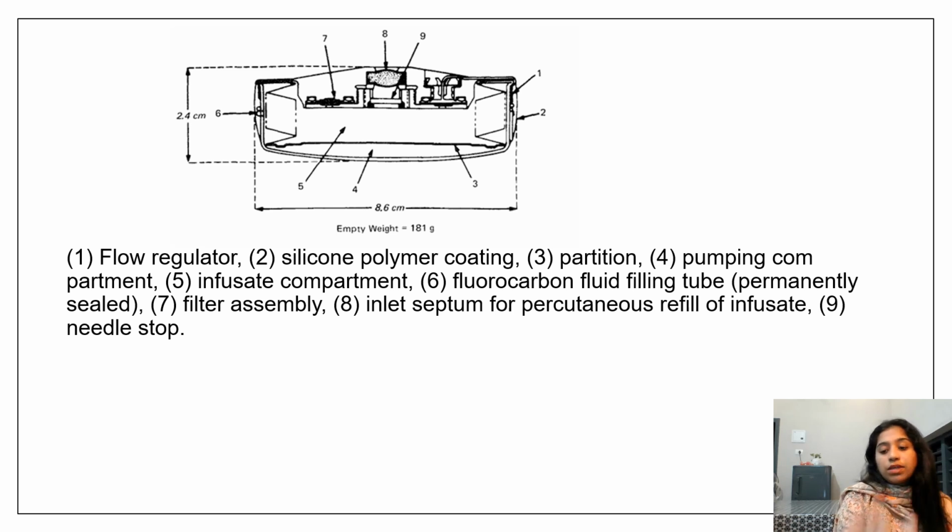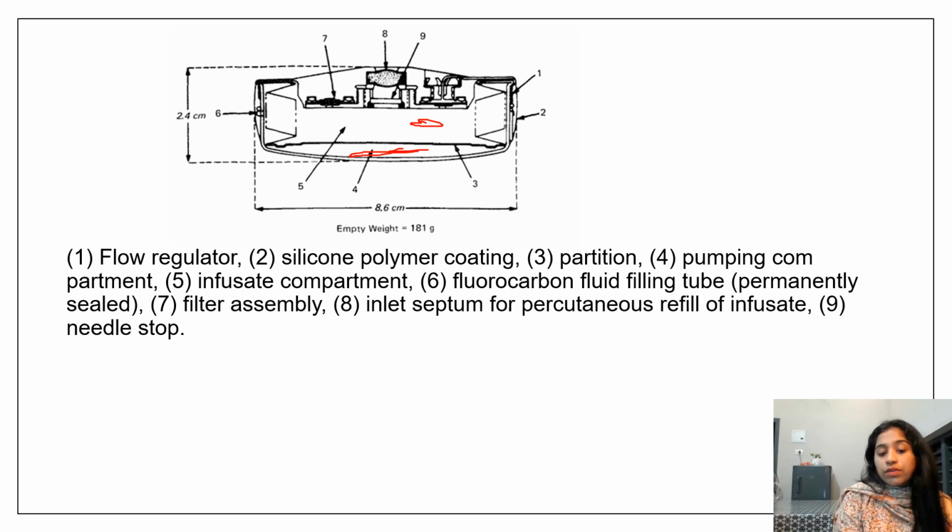This is the schematic representation of the vapor pressure activated drug delivery system. Here we already said there are two compartments. This one is the infusate compartment, and this is the pumping compartment. The pumping compartment is filled with fluorocarbon.